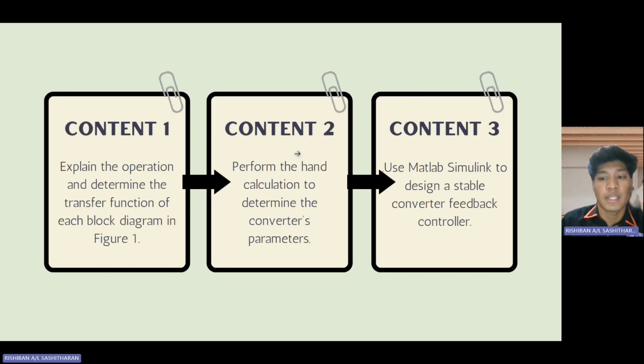Okay, this is the content. There are 3 contents. Content 1 is to explain the operation and determine the transfer function of each block diagram in figure 1. Content 2, perform the hand calculation to determine the converter parameters. Content 3, use MATLAB Simulink to design a stable converter feedback controller.